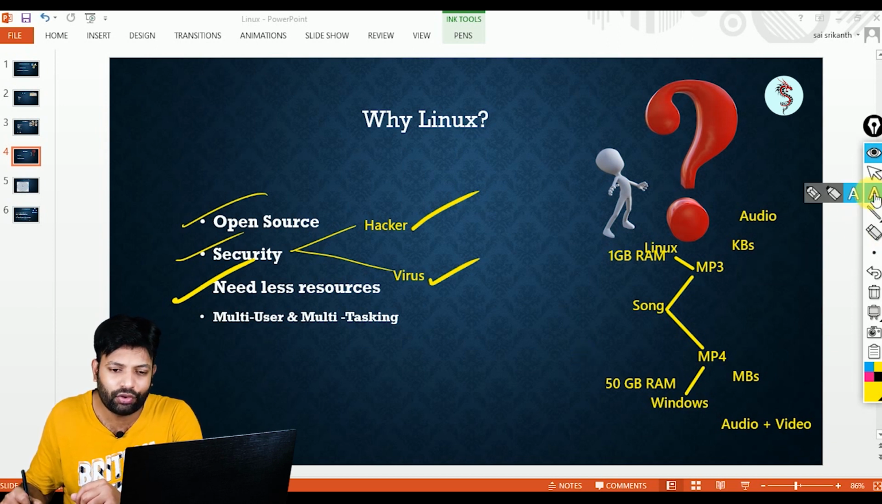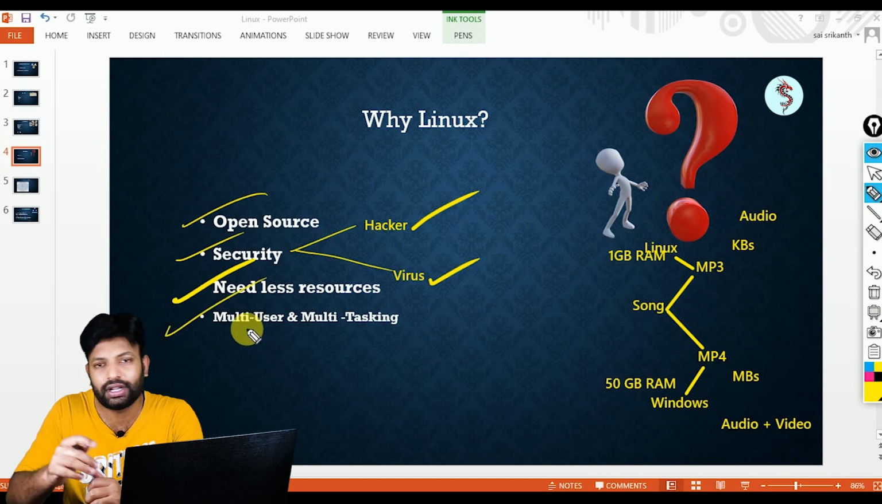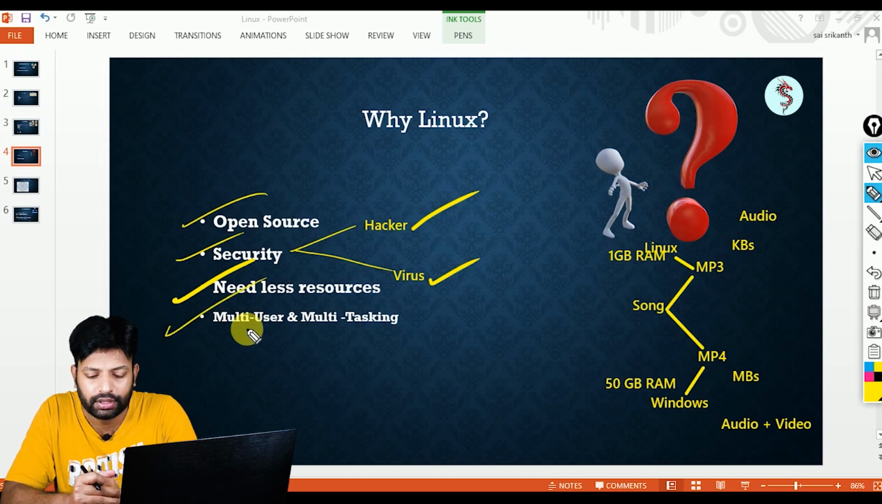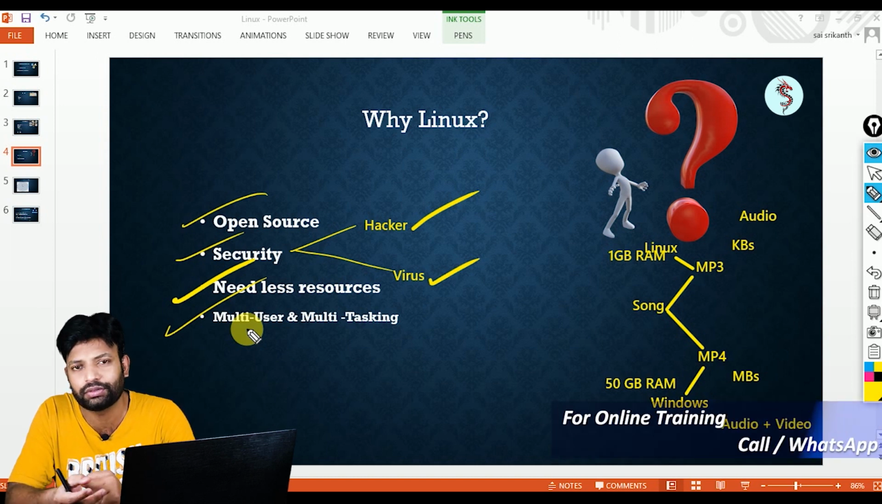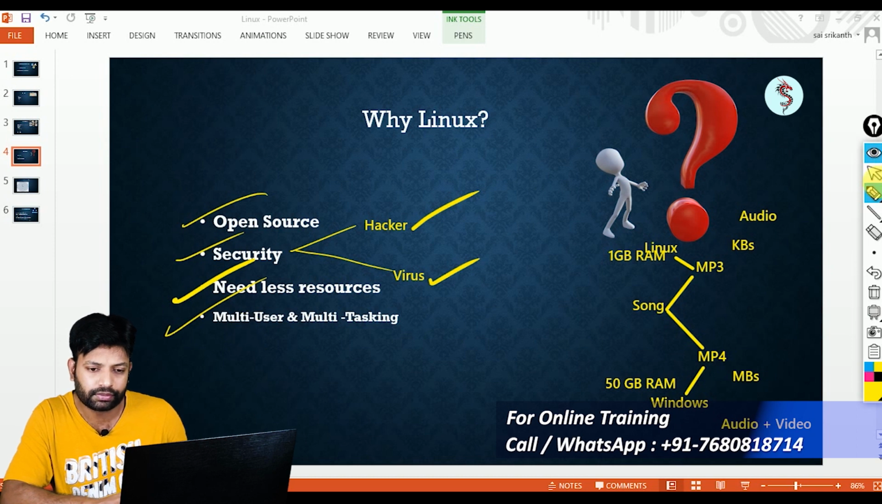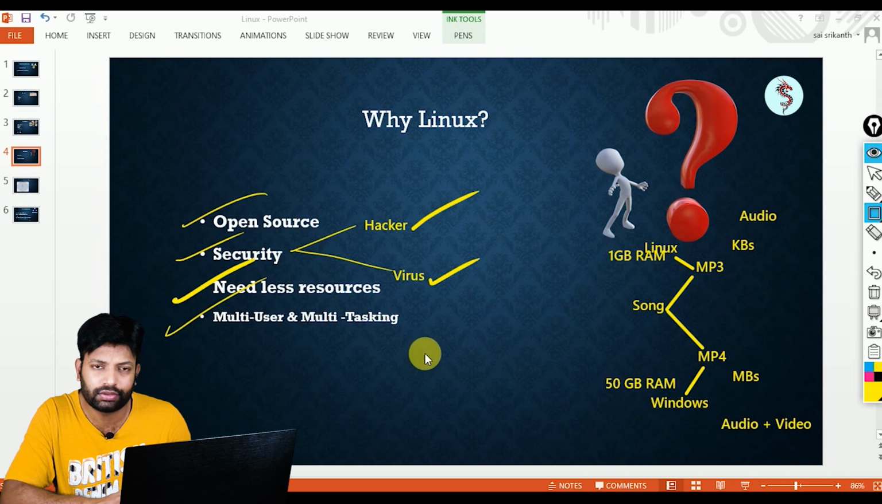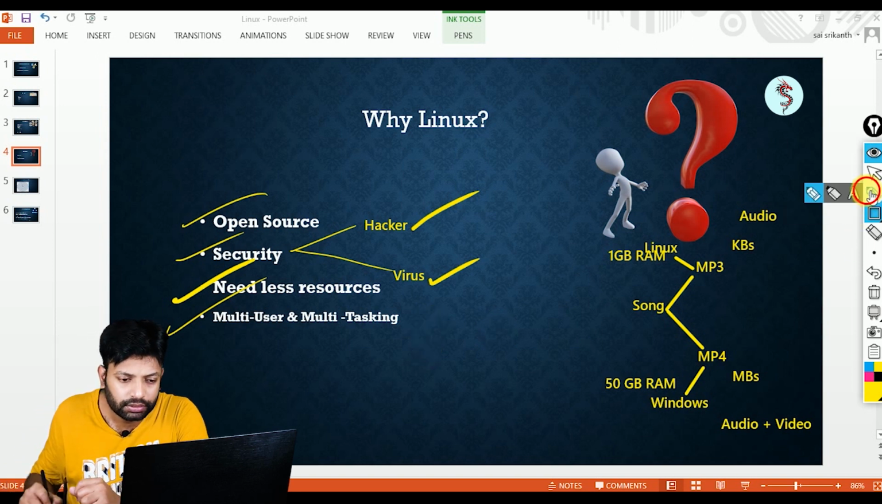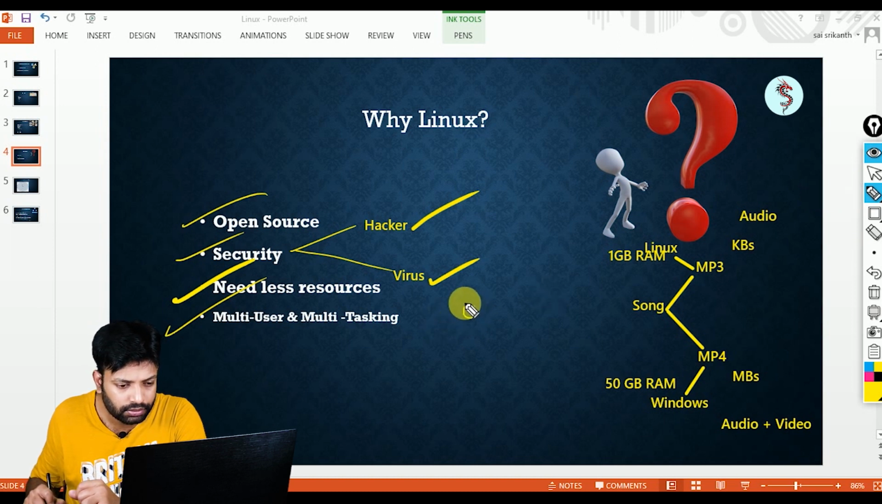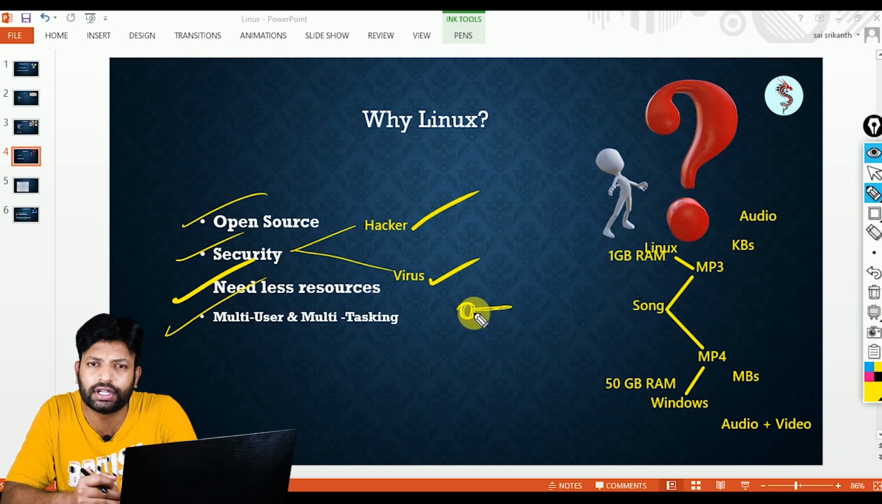Now coming to the fourth one, multi-user and multitask. For that, first you should understand single user and single task, then single user and multitask, then multi-user and multitask. Now let me explain clearly what is single user and single task. See here, single user, single task.